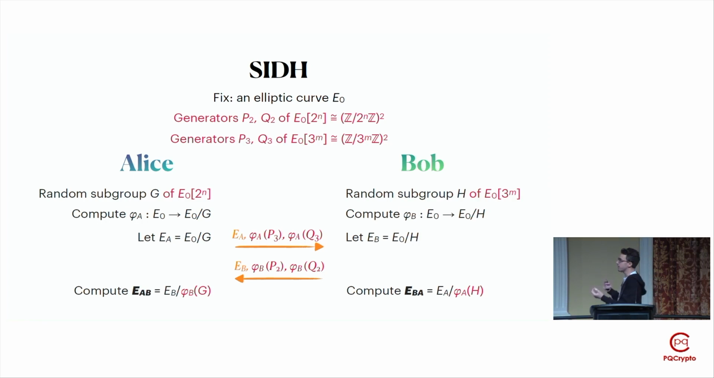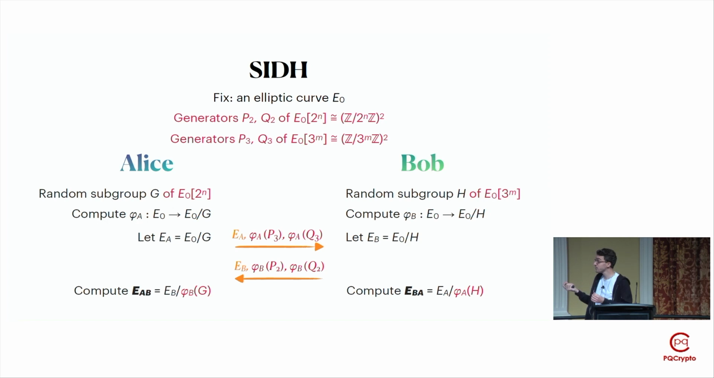The protocol needs to be symmetric between Alice and Bob, so Alice needs to also reveal some part of her secret to Bob, and she's going to do that with the 3^n torsion. So Bob chooses a subgroup of the 3^m torsion. Why 3^m? Because it cannot be the same part as Alice's. Why? Because Bob's secret isogeny, he's going to reveal its restriction to the 2^n torsion.